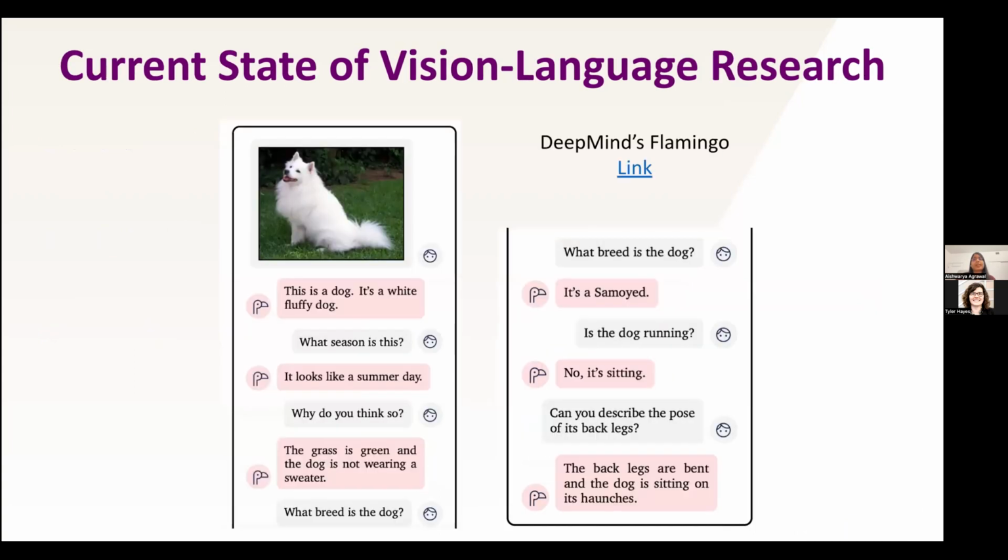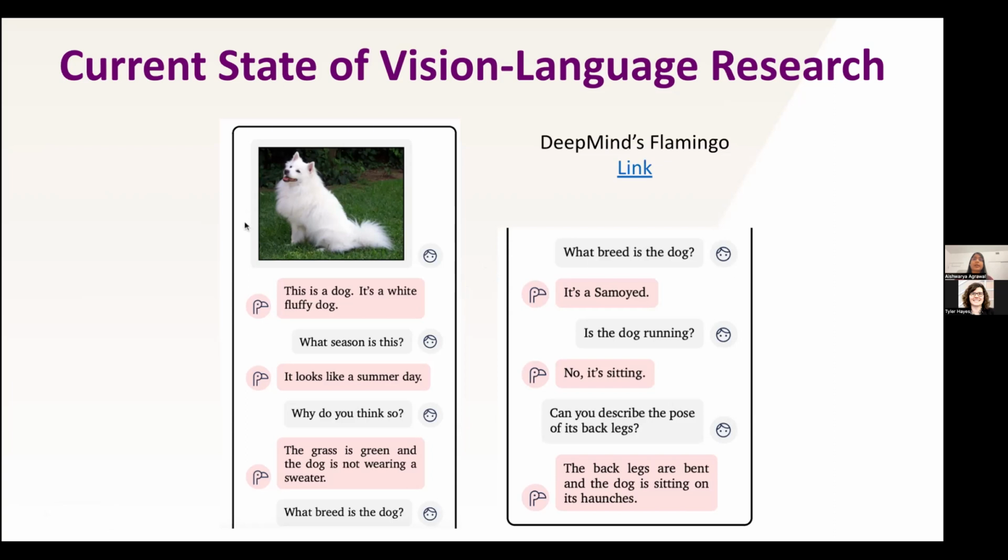And in terms of the current state of research in vision and language, this is a qualitative example from DeepMind's Flamingo model, which quite a few might have heard of already. And I'll talk a little bit about it in the later slides as well. So I just wanted to give you a flavor of what we can do at this point already in the field of vision and language.